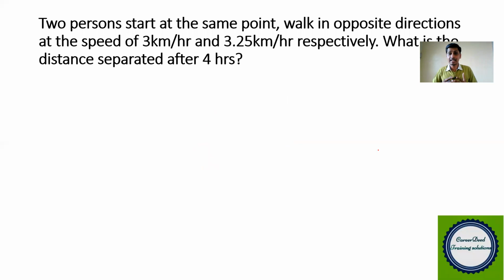Two persons start at the same point, walking in opposite directions at the speed of 3 km per hour and 3.25 km per hour. What is the distance separated after 4 hours? Now we can assume these two persons are starting from the same point A, and both of them are moving in opposite directions. The first person is moving with the speed of 3 km per hour and the second person with the speed of 3.25 km per hour.